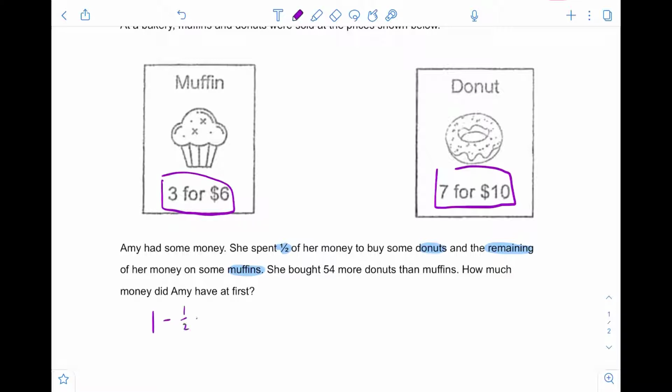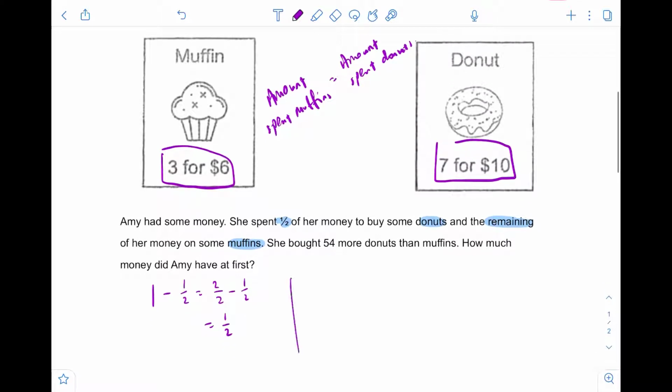So 1 whole minus half, that would be 2 out of 2 minus half. Half left. Okay, so half on donuts, the other half is on muffins, which tells us that the amount spent for muffins will be exactly equal to the amount spent on donuts. Alright, so at the moment $6 and $10, they are not equal, so we need to make them the same so that I have a starting point where the amount is the same.